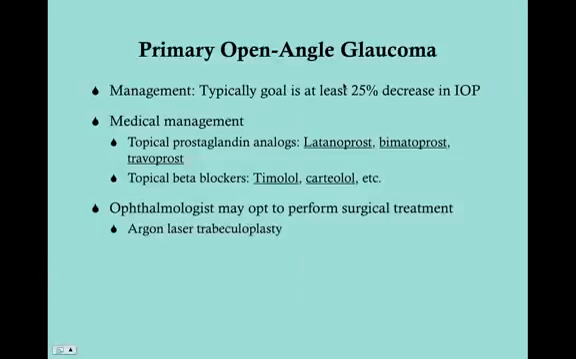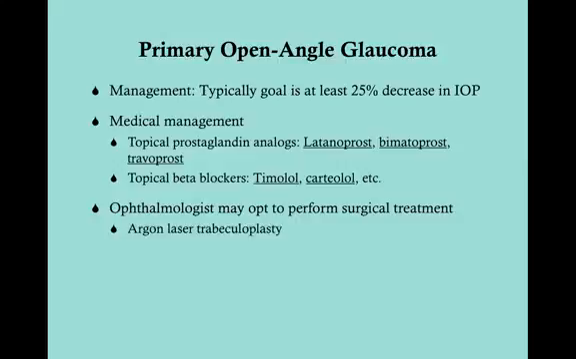All right. So the management for primary open-angle glaucoma is typically to decrease the intraocular pressure by at least 25%, but that will be set by the ophthalmologist. Medical management is with prostaglandin analogs and beta blockers. There are other things that can be used, combination drugs that combine these two, alpha-2 agonists, but prostaglandin analogs and beta blockers tend to be your first line of therapy.